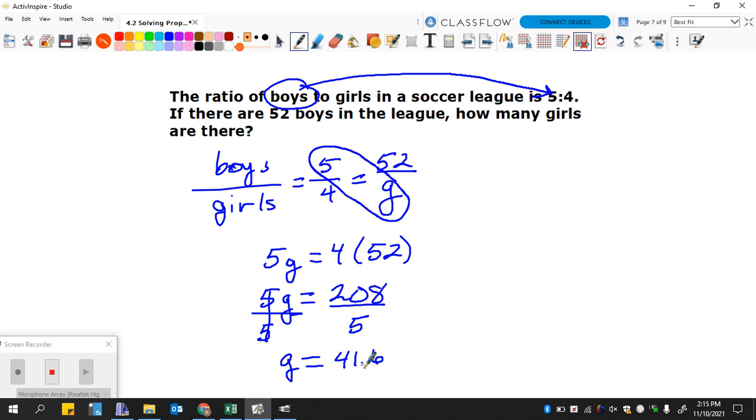Now, here's the thing. You cannot have a 0.6 person. So how many girls would there be? There would be 41 girls, because you can't have a 0.6 person, and you can't add 0.4 persons to make it 42. So it'd be 41 girls.